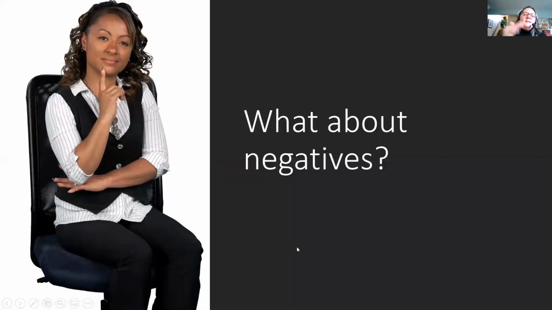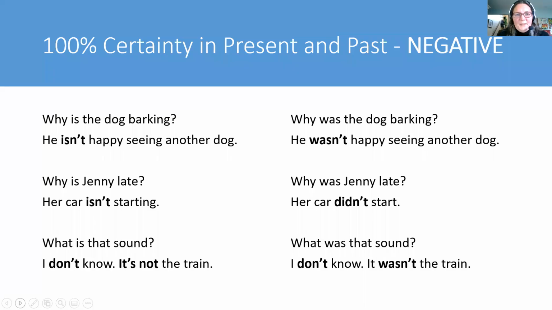So this leads us to the last part of this video. What about negatives? Because negatives are pretty tricky. Let's take a look here. I've got a few slides to help explain negatives. Okay, when we're talking about negatives, we're talking about putting the not here. So example, why is the dog barking? If we would say it positively, we would say he is happy seeing another dog. But in this case, we want it to be negative. He is not happy seeing another dog.